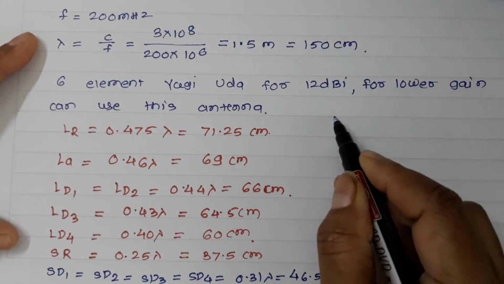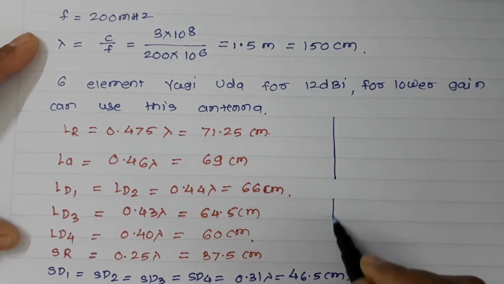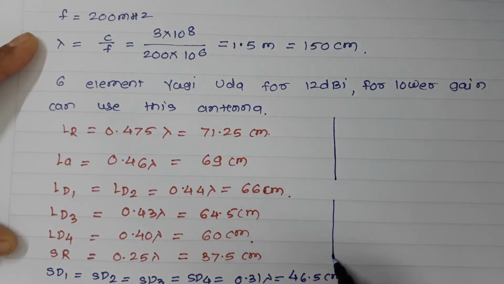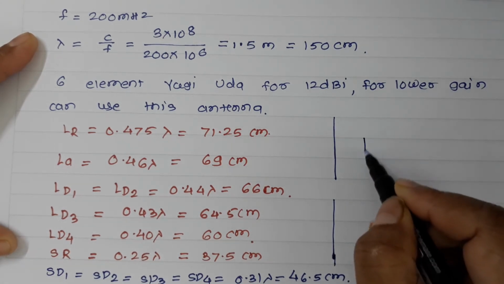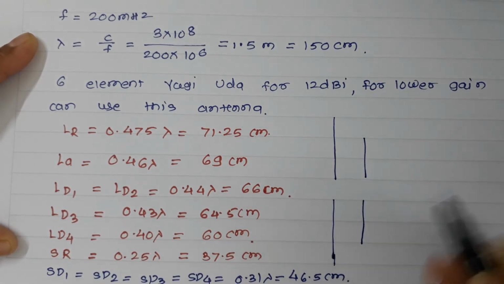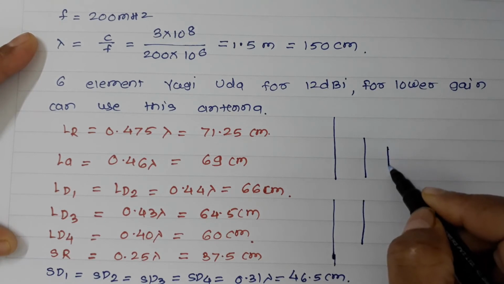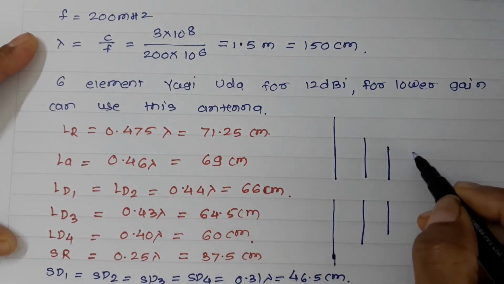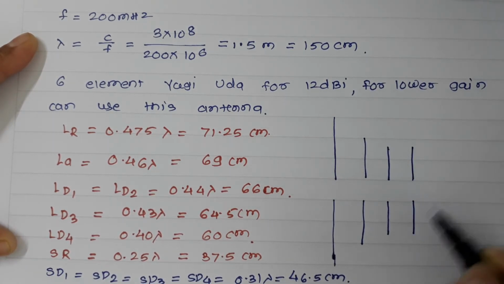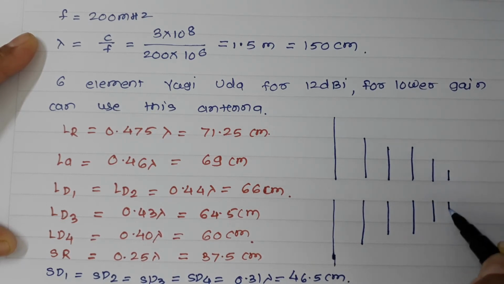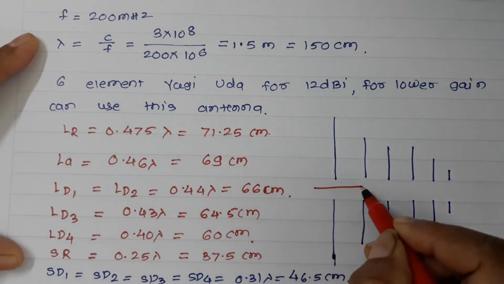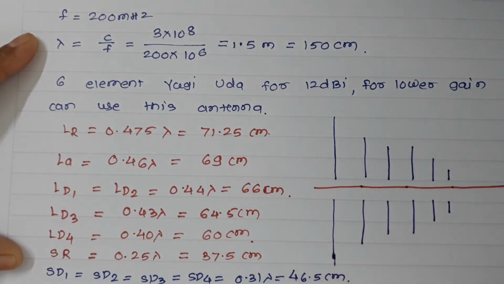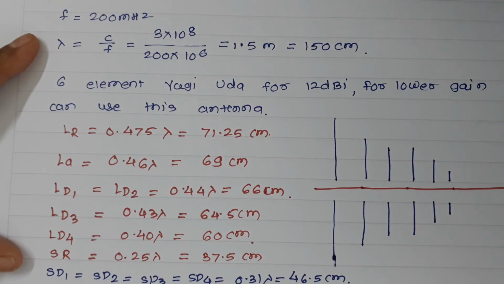So let us see how this antenna will look. This will be the reflector. This will be the driven element, lesser than this one. Then these will be the directors. Two directors will be of the same length, the next director will be of lower length, and the last one will be of very small length. And this is the metal sheet to which all these elements are connected.